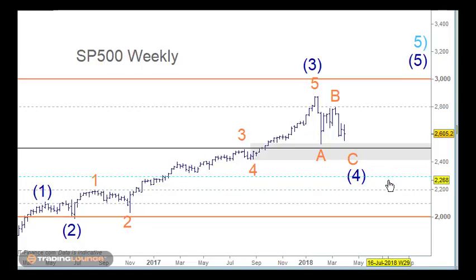The question is, how's it going to do that, and what about if we do have a low in, where can we start to go long here, and so on.